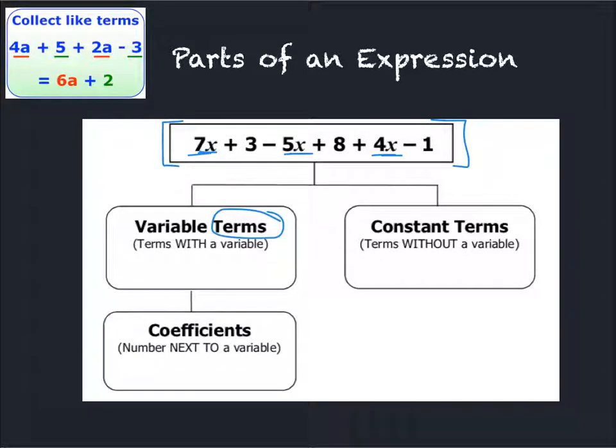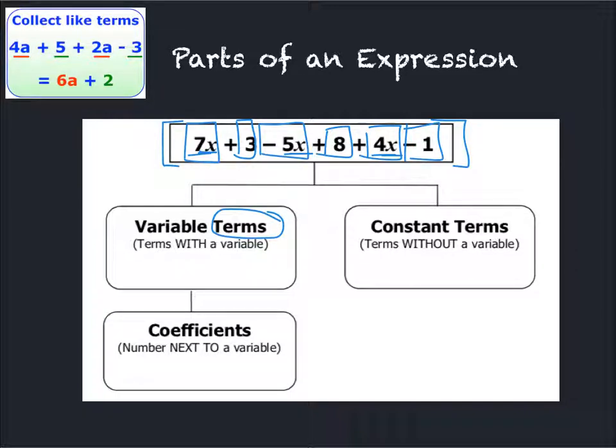Now, what is a term? A term is just a part of an expression that is separated by an addition sign. So this would be one of our terms. This would be one of our terms. Negative 5x would be one of our terms because that's the same thing as saying plus negative 5x. 8 would be one of our terms. 4x would be one of our terms. And then negative 1 would be one of our terms because that's the same thing as saying plus negative 1. Okay? These are all of our terms.